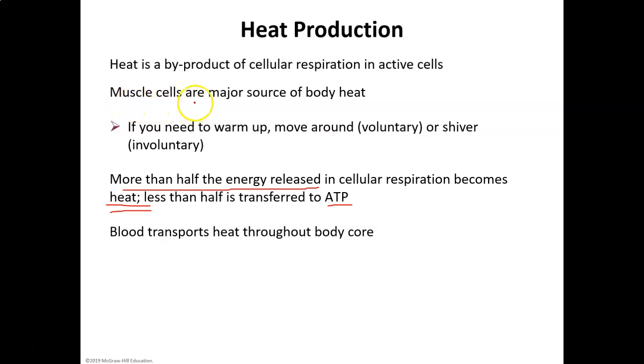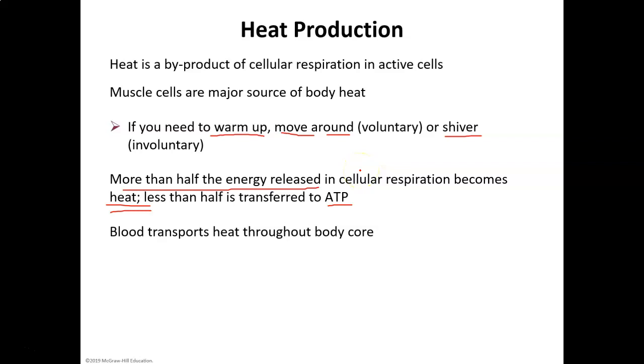So muscle cells are a major source of body heat, right? So I've said here, if you need to warm up, if you're cold, get up, move around, right? That's a voluntary way to make yourself warmer. Or if you don't like that idea, don't worry, your body has a solution to that. It's called shivering.